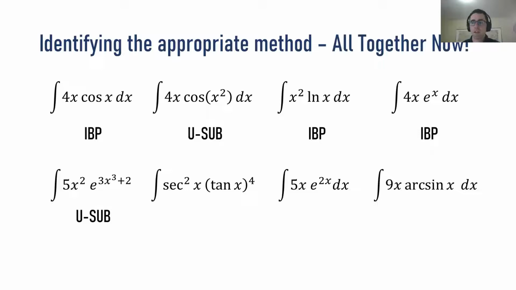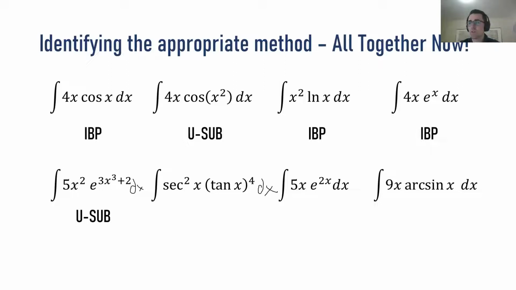Fifth case here is u substitution. We have 3x to the third plus 2 in the exponent of e to the x, so that 3x cubed plus 2 is an inside function, and we have the 5x hanging around in the front. Just a quick correction here, we should have a dx here, and then also a dx here.